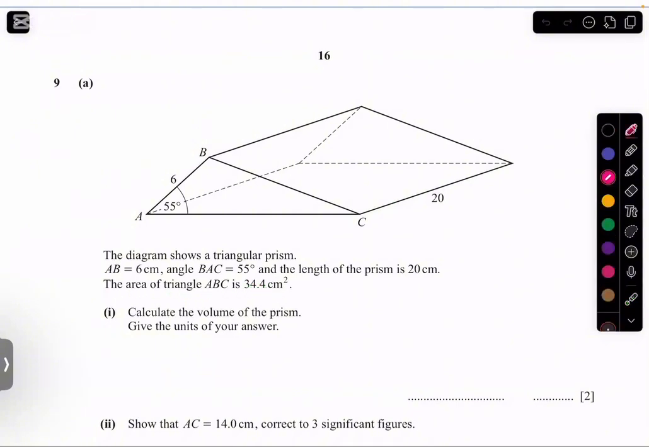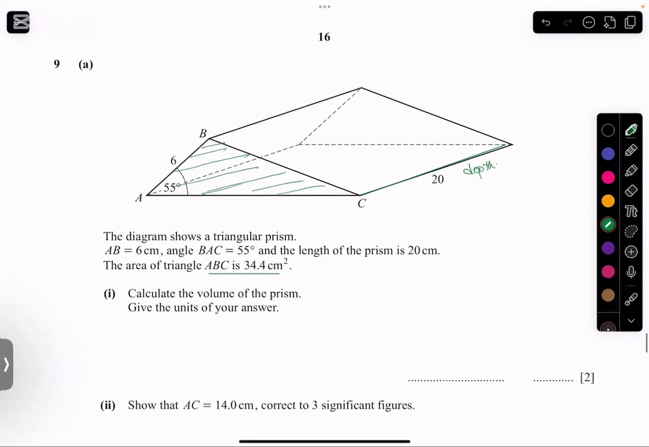So the first thing is to underline that they have given you the area, which is 34.4 centimeters squared, and this is for ABC. ABC is actually the cross section of the prism, the triangular base area of the prism. From here, you are getting this length, this depth, which is 20 centimeters. So the ABC area is given to us.